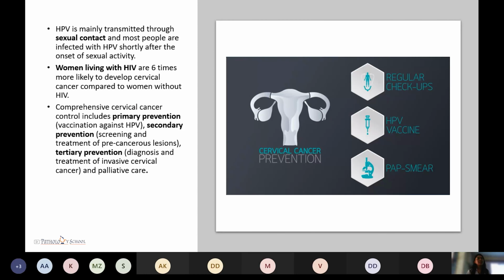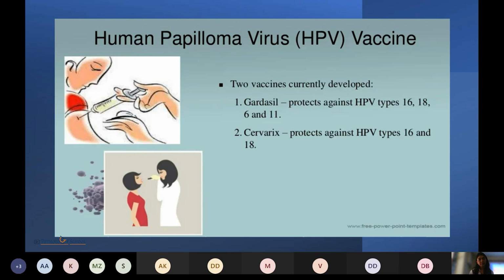It is mainly transmitted through sexual contact, and most people are infected with HPV shortly after the onset of sexual activity. Women with HIV are 6 times more likely to develop cervical cancer. There are three preventive stages that WHO has mentioned. First is vaccination, which is the primary prevention. Second is screening, that is pap smear, and treatment of precancerous lesions. And third is diagnosis and treatment of invasive cervical cancer, followed by palliative care.